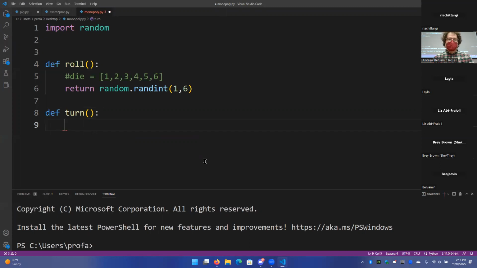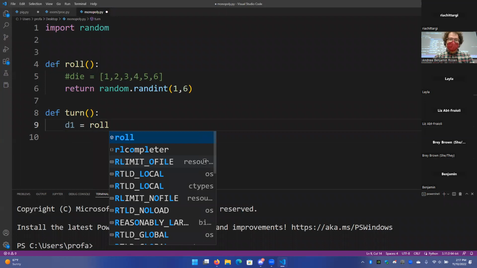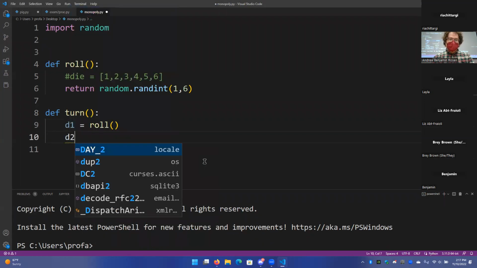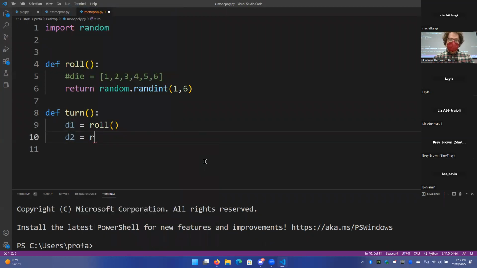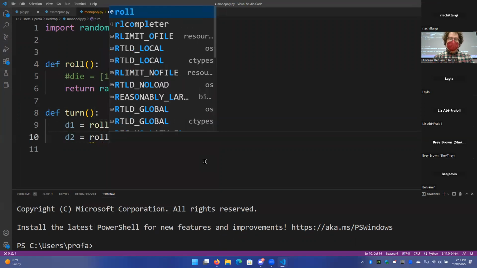So we'll go ahead and do that. I'll call this turn. So now let's go ahead and roll our dice. D1 is equal to roll, and D2 is equal to roll. So we roll 2 separate dice.